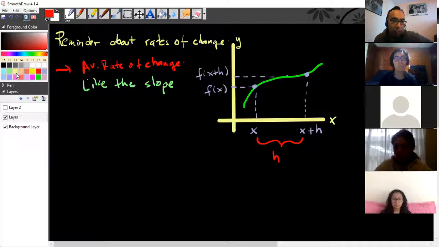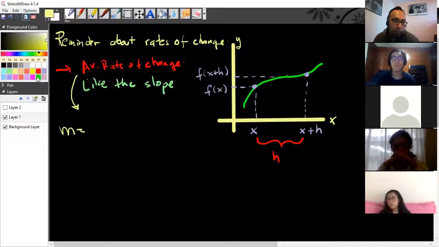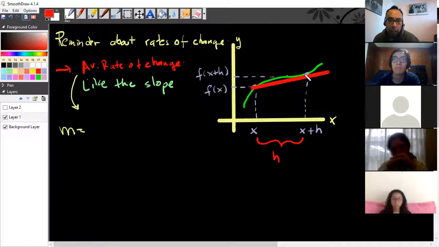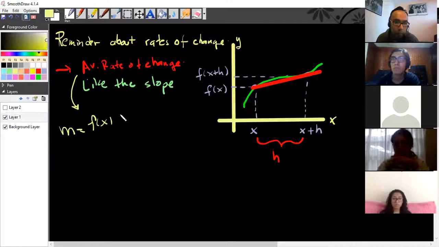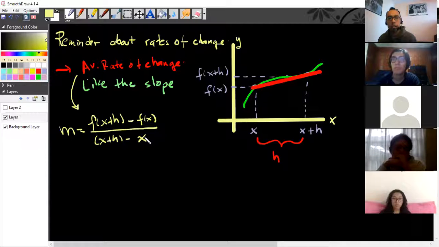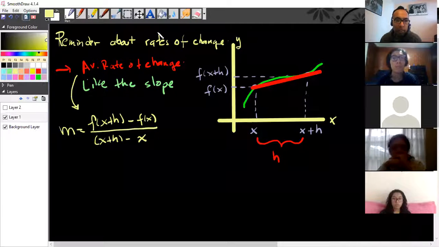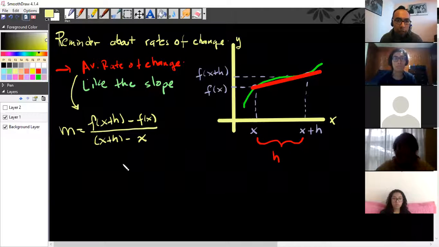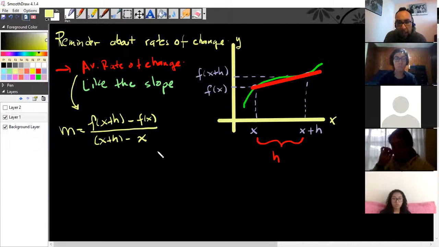So the value of the slope, or the average rate of change, is the slope of the secant line. Let me use a red color. The secant line would be like this. So the slope of that, remember, would be f of x plus h minus f of x, divided by x plus h minus x. So we can use this very simple software to draw here, so you can follow the process of solving a problem.